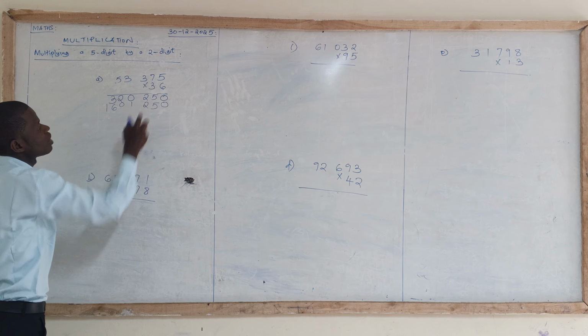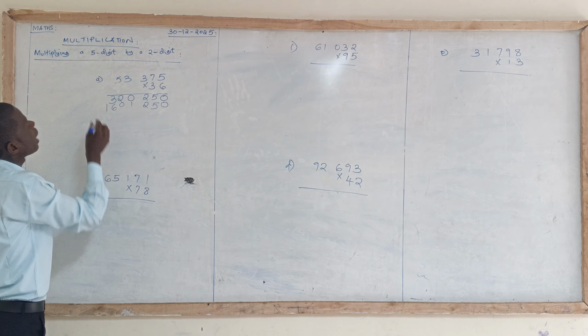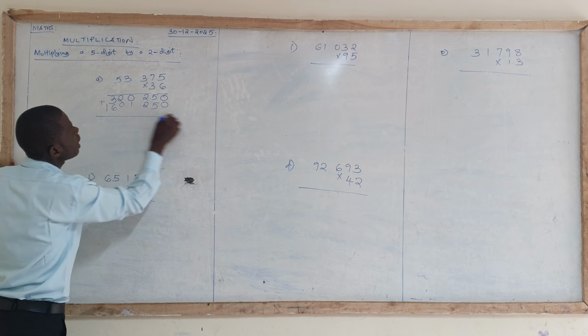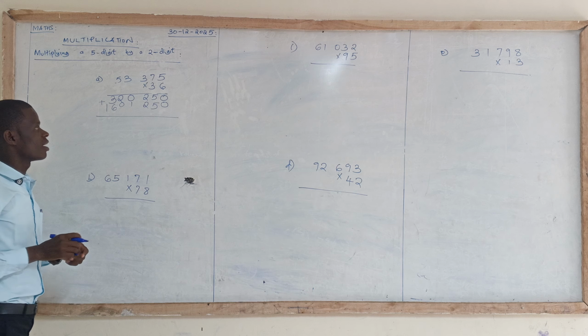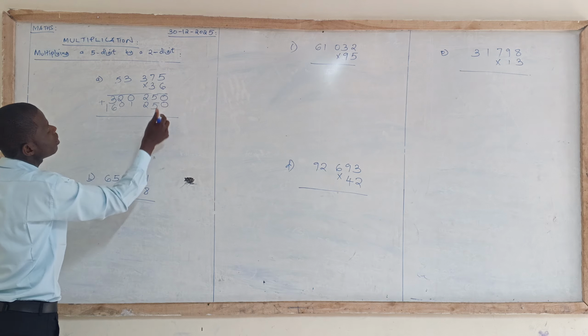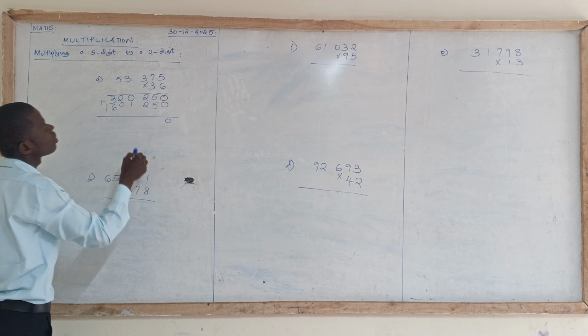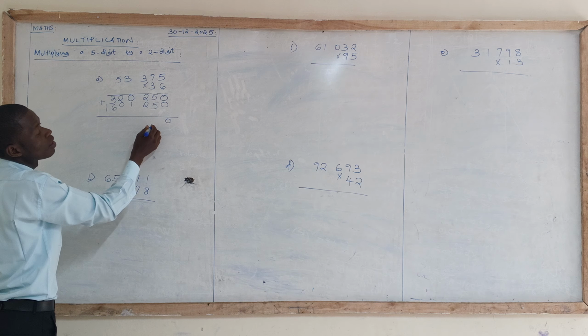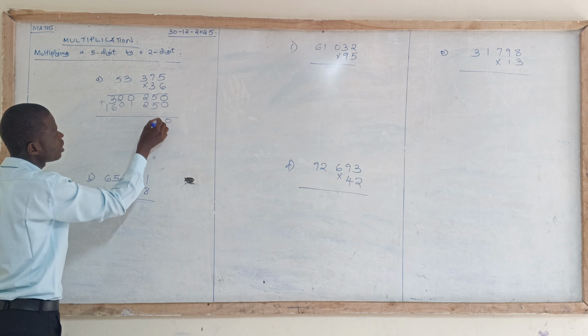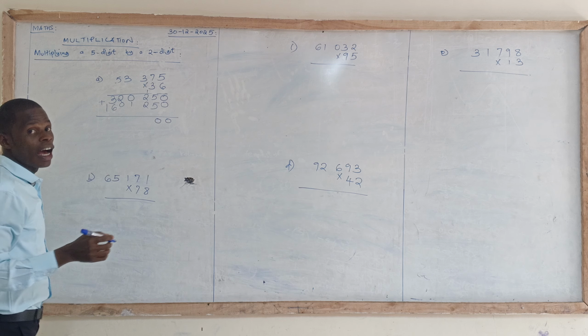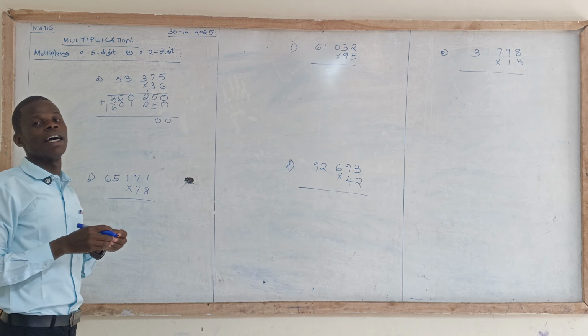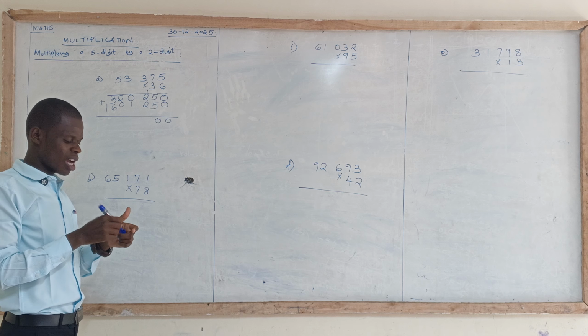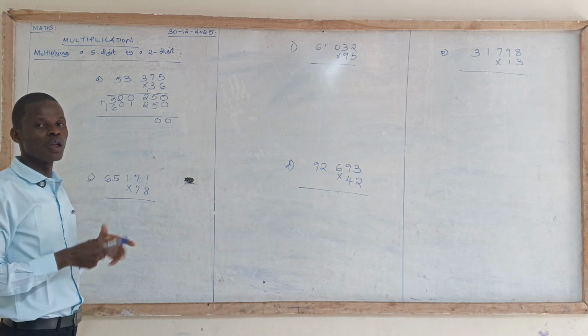53,375 times 6, we have this. What do we do? We add. Can you say add? We add, right? 0 plus 0, this is 0. 5 plus 5, this is 10, right? 0, carry 1. And carrying 1, they call it regrouping. So don't use that hard word that will confuse you.